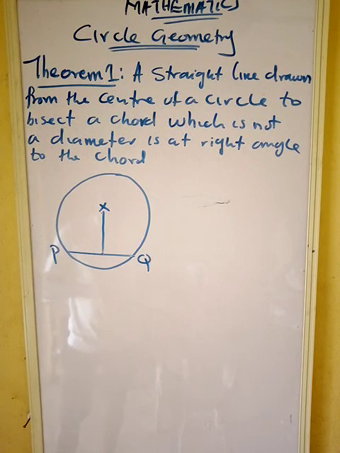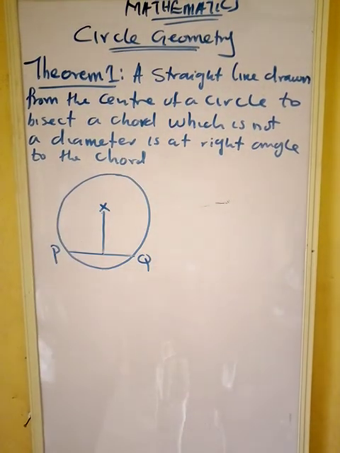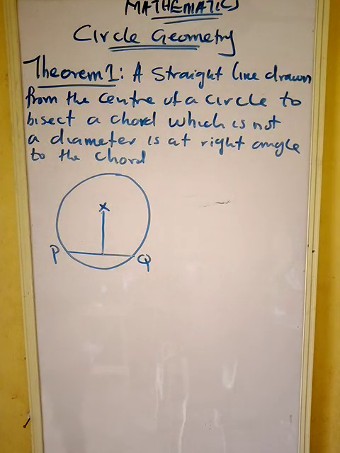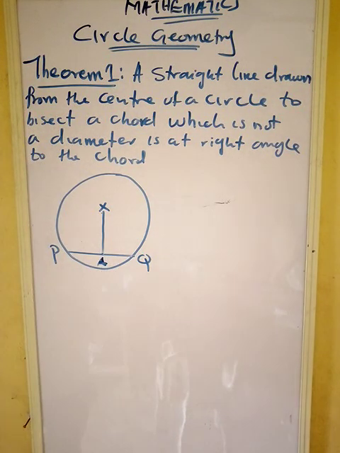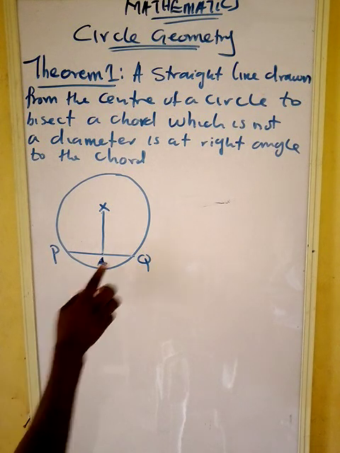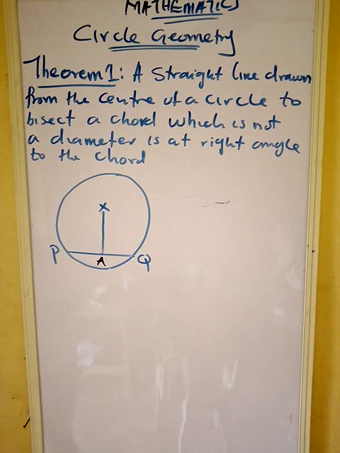Theorem 1: a straight line drawn from the center of a circle to bisect a chord, which is not a diameter, is at right angle to the chord. Now, if you look at the board, we have a circle, and I can call this place A.